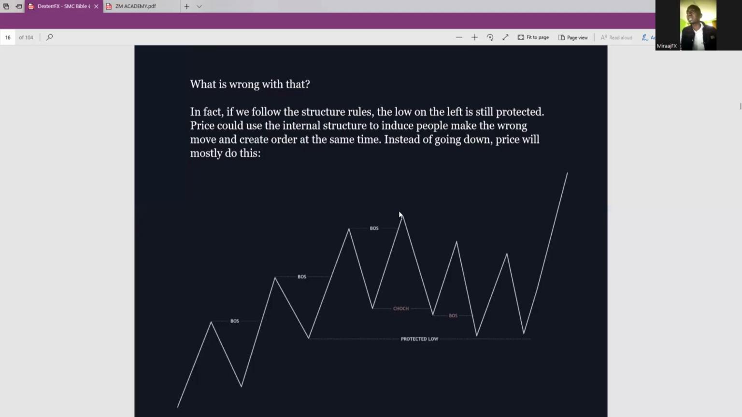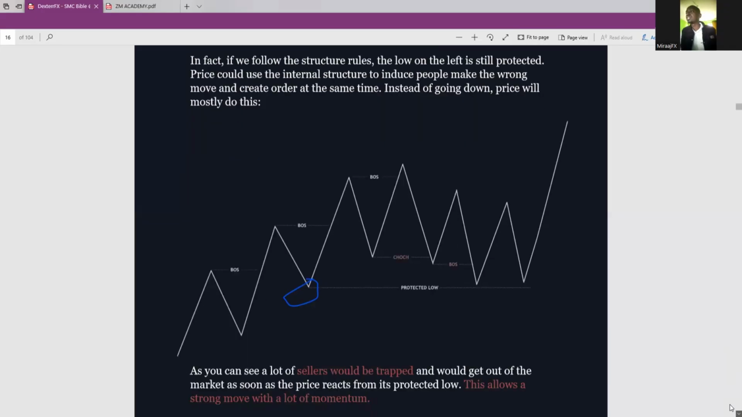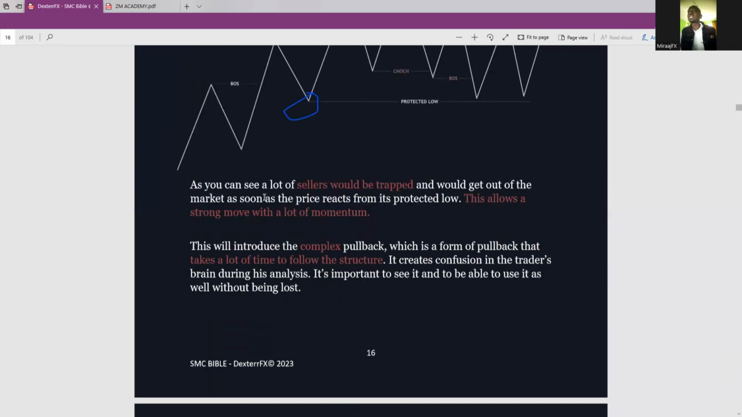So this is an example of a complex pullback. You're supposed to be taking a look at the left. The second low also has to be broken for you to confirm that the market has actually changed direction. So as you can see, a lot of sellers will be trapped and will get out of the market as soon as the price reacts from its protected low. This allows a strong move with a lot of momentum.